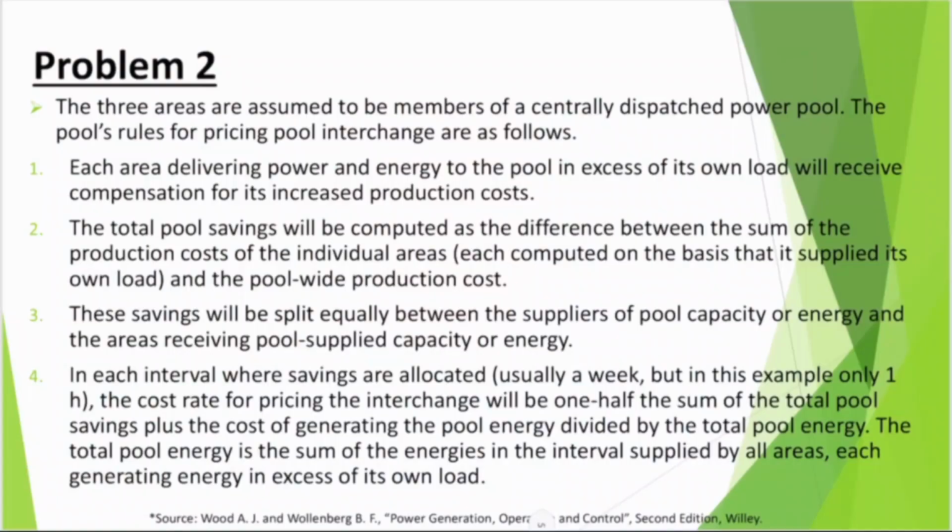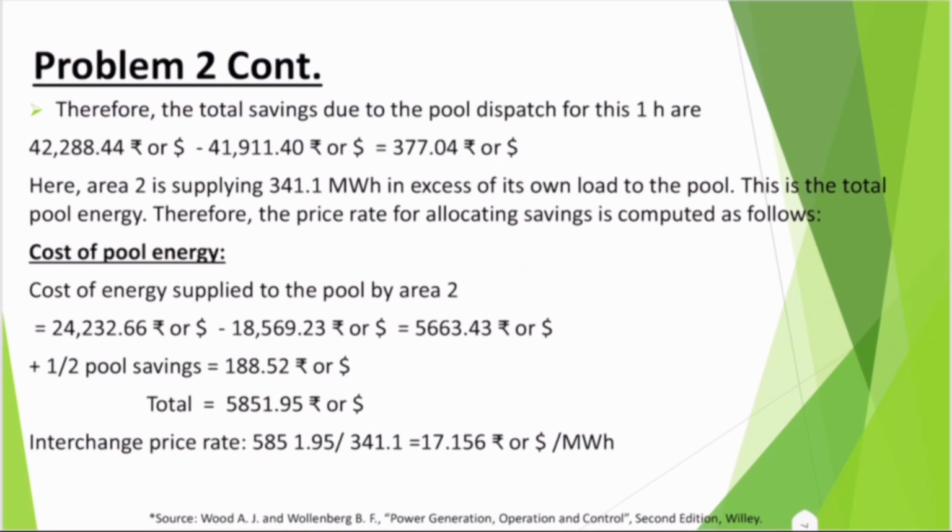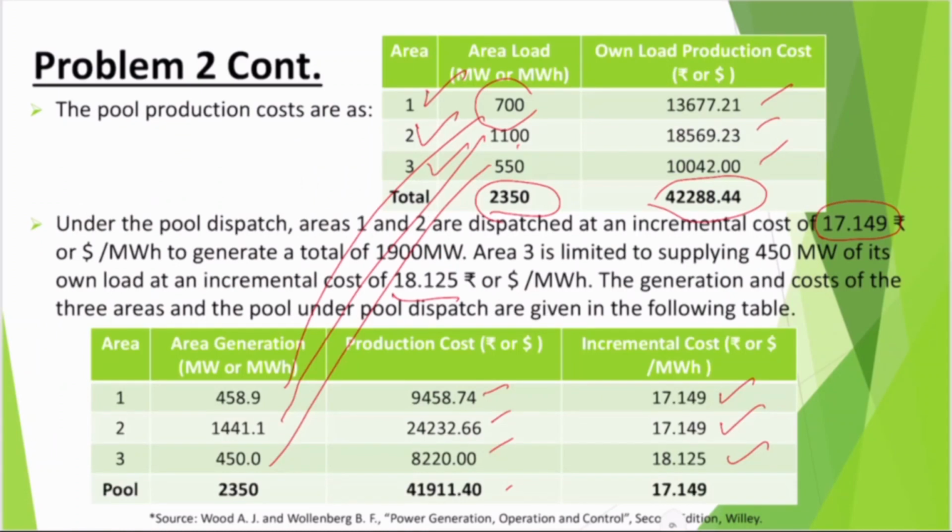So as per the pool rules, it has very clearly been said that the one who is supplying extra will be given maximum benefit. That means this 341 megawatt hour is being supplied by area 2. So the saving that we have created of 377, the maximum of this must go to my area 2. Now what is the cost of energy supplied to the pool by area 2? If you look into this example, that is 24,232, and it was initially going to be this one.